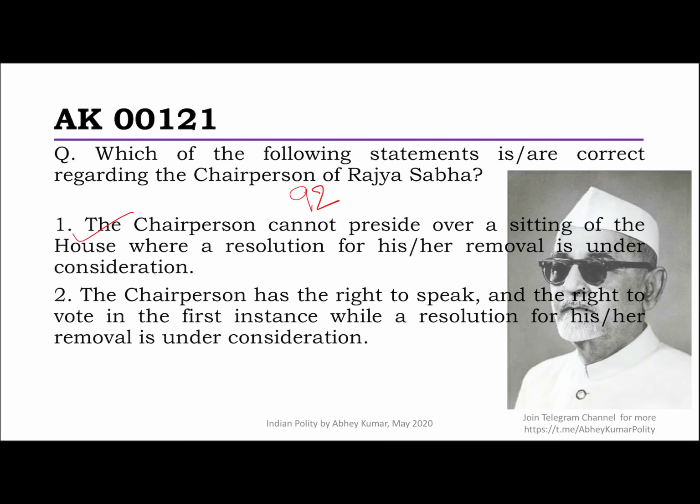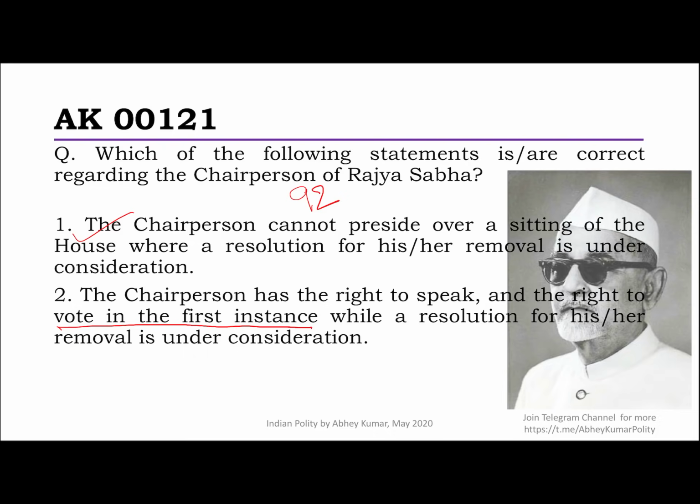Just like other members. Then it says the chairperson has the right to speak and the right to vote in the first instance while a resolution for his or her removal is under consideration. Now see, understand this slight point here. In a Lok Sabha, because the speaker is a member of the House, when the speaker is sitting in the audience, in the House, not in the chair of speaker, then the speaker has the right to vote as a member of the House in the very first instance itself. When the speaker is in the chair, then the right to vote is not there in the first instance. The right to vote is there in the case of a tie, right?